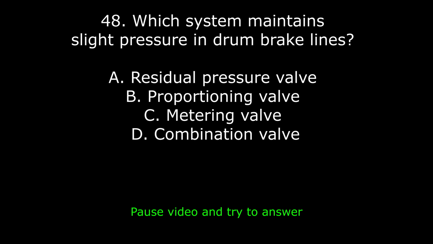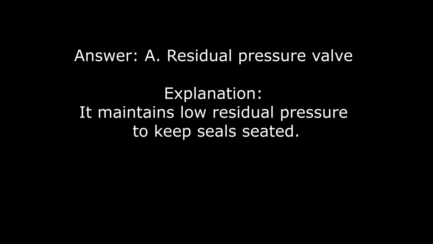48. Which system maintains slight pressure in drum brake lines? A. Residual pressure valve, B. Proportioning valve, C. Metering valve, D. Combination valve. Correct answer is A. Residual pressure valve. Explanation: it maintains low residual pressure to keep seals seated.